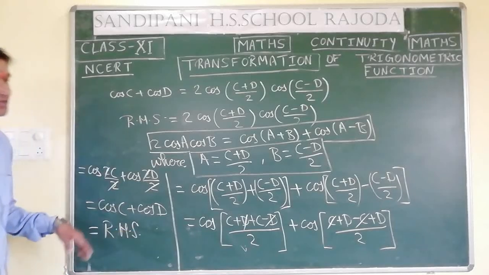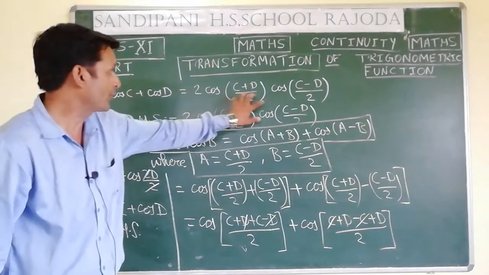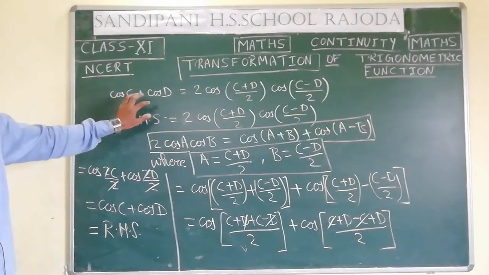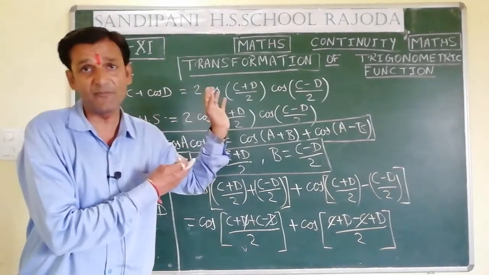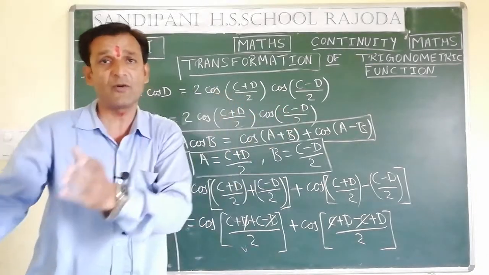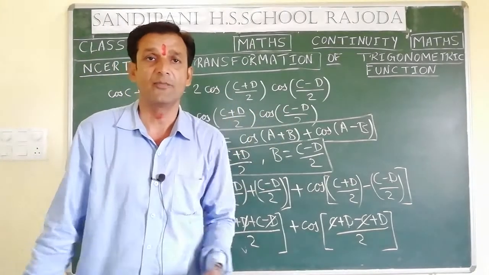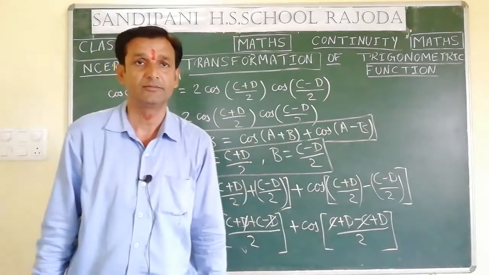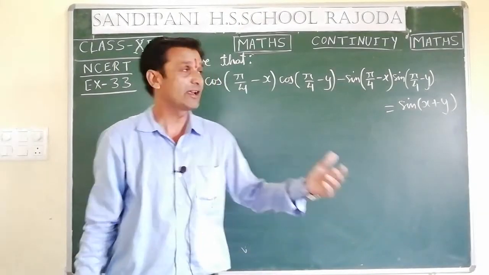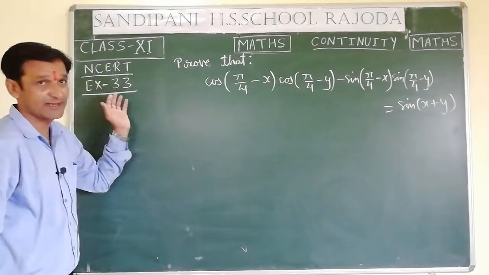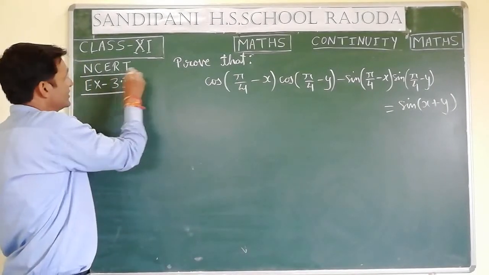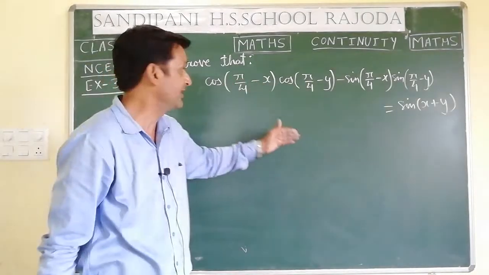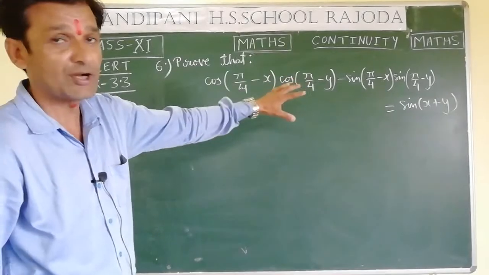So in this manner I have explained to you that if it is written in product form, how to change it into the sum form, and in the previous part it was in summation form, we have transformed it into product form. This way we can understand the transformation formula. Now we can take a question from exercise 3.3. It is question number 6 of your exercise 3.3 in NCERT, which is related to the transformation formula only.